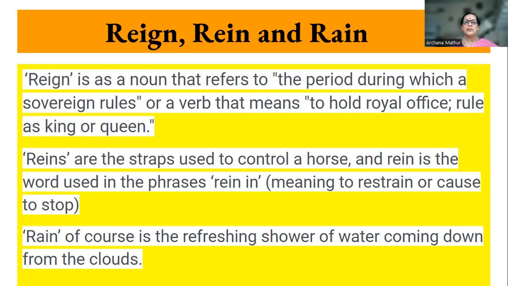Now, reins are the straps which are used to control a horse. And rein is a word used in the phrase rein in. That is like when we say, you must try to rein in your students. Now, that obviously doesn't mean that we have to put straps, but to control, to restrain, or to cause to stop. So typically when we use REIN, that is in the context of a horse. But when we talk about controlling students, then it is just an abstract kind of a verb. So rein in, that is restrain somebody. So you are using a verb which is abstract.